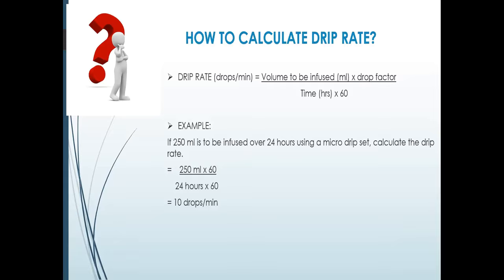So, for example, if 250 ml is to be infused over 24 hours using a micro drip set, the drip rate will be volume to be infused, which is 250 ml, into the drop factor, as we are using a micro drip set, the drop factor is 60, divided by the time. Since this 250 ml needs to be infused over 24 hours, the time is 24 into 60. So 250 into 60 divided by 24 multiplied by 60, which becomes 10 drops per minute.